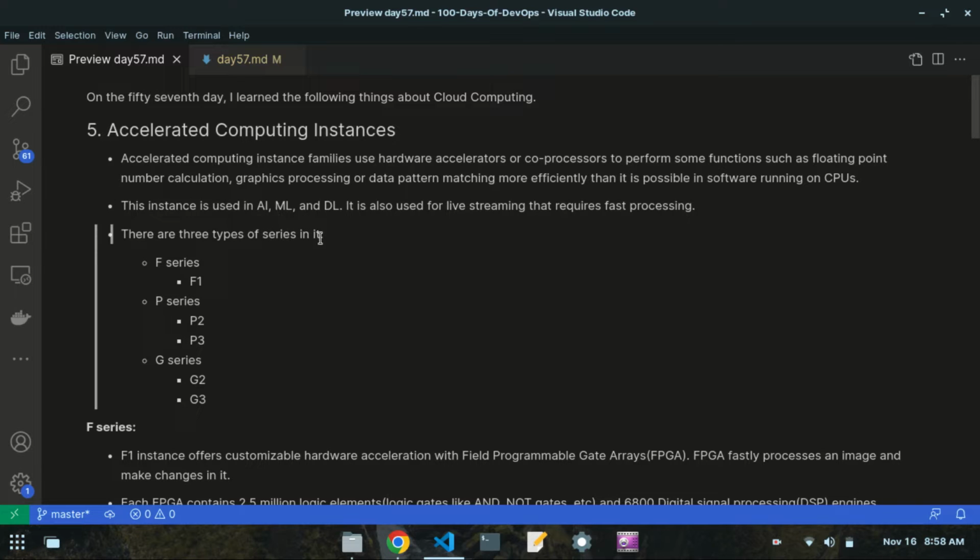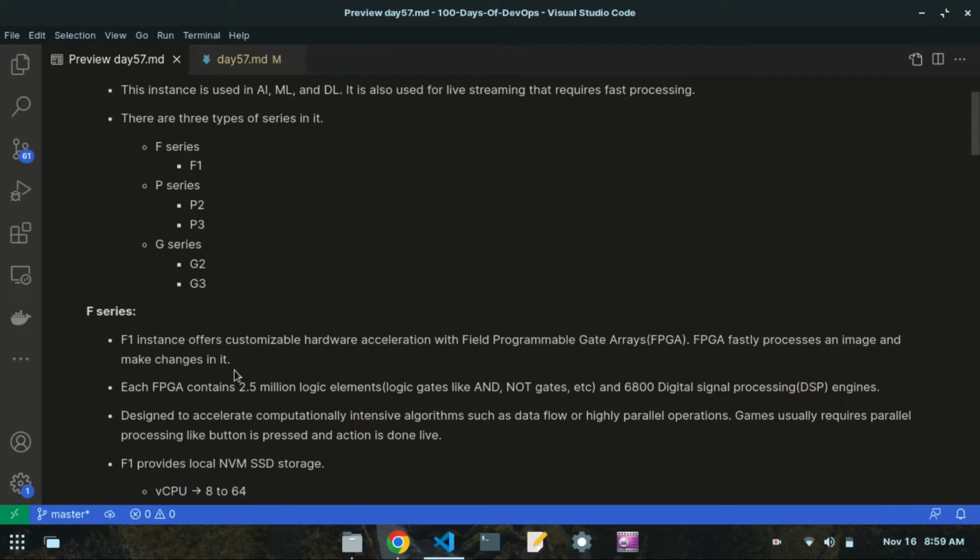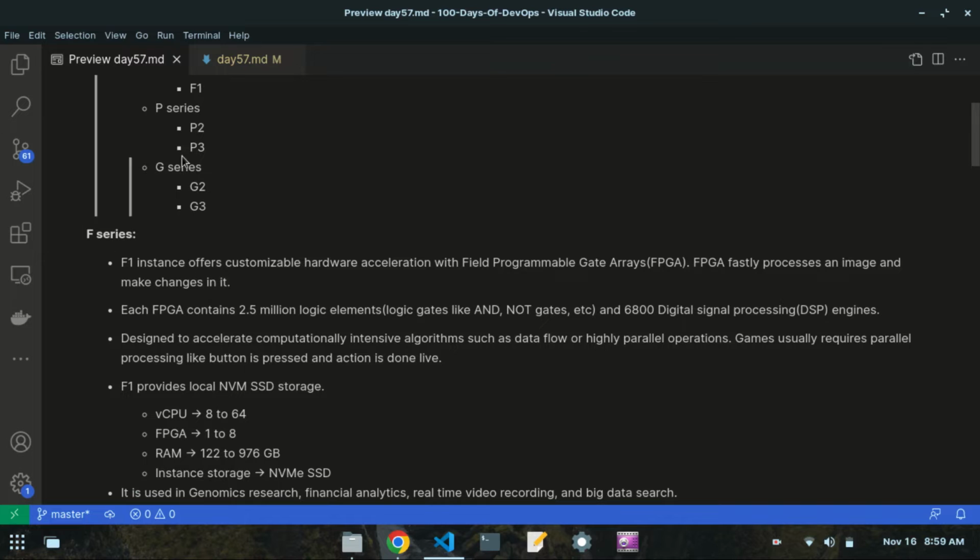There are three types of this accelerated computing instance. The first one is the F series, the second one is the P series, and the third one is the G series. Each series contains some more types: the F series contains F1, the P series contains P2 and P3, and the G series contains G2 and G3. Now let's take a look at the F series, P series and G series one by one.